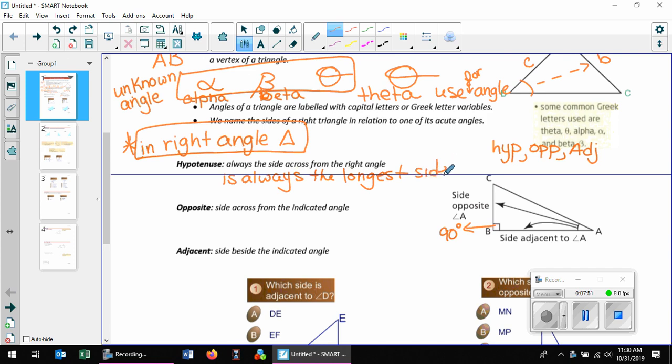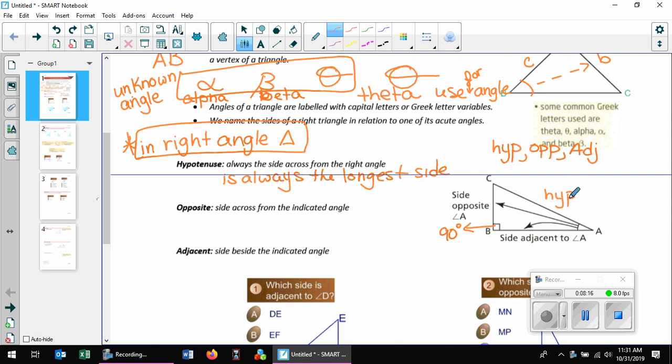You can picture a squared plus b squared equals c squared. Okay. So 90 degree angle. Directly across from the 90 degree angle is my hypotenuse.